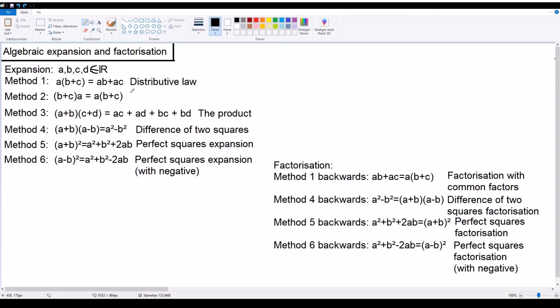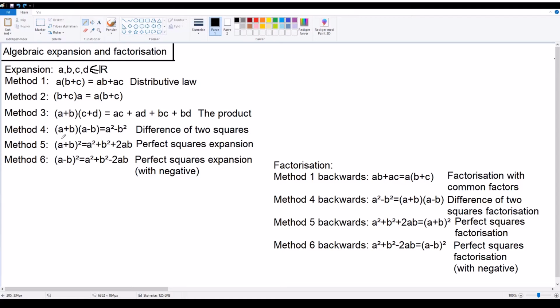Method 1 is the distributive law, where you multiply A by B and C individually, and you get this result over here. Method 2, it's not really a method, it's really just showing that it doesn't matter where A is relative to the brackets. Method 3 is the product. The product is essentially multiplying A by C, A by D, B by C, and B by D, and you get this result over here. It's everything multiplied together.